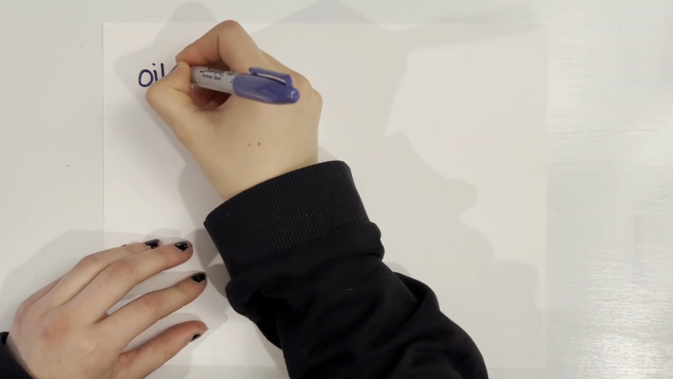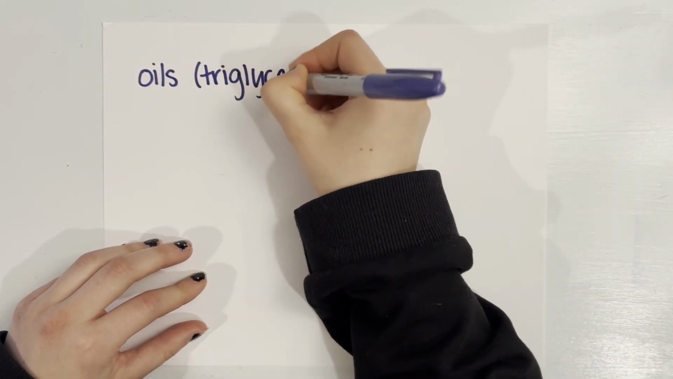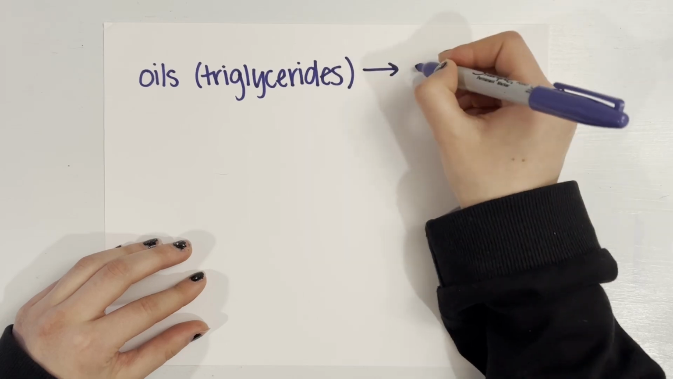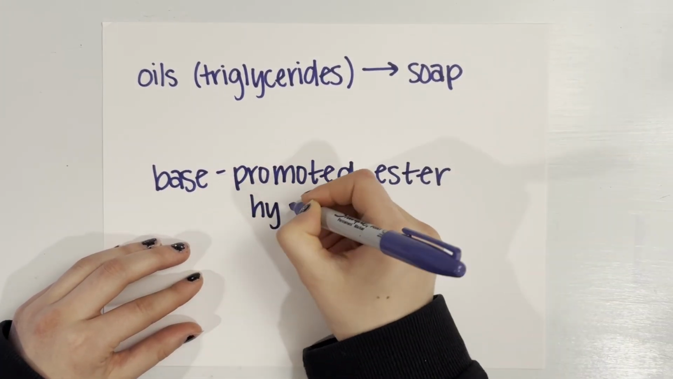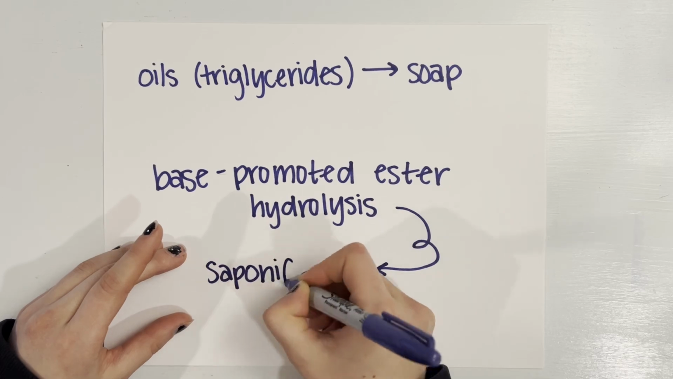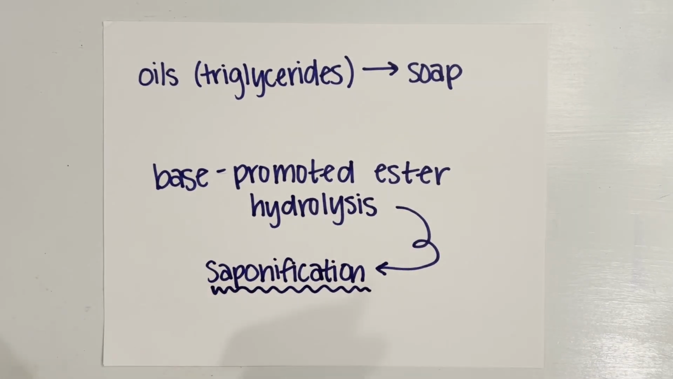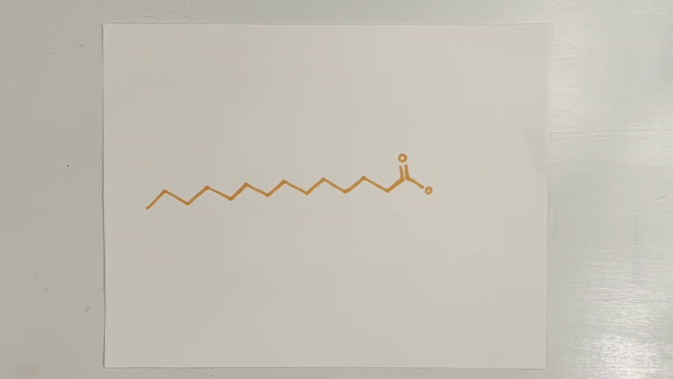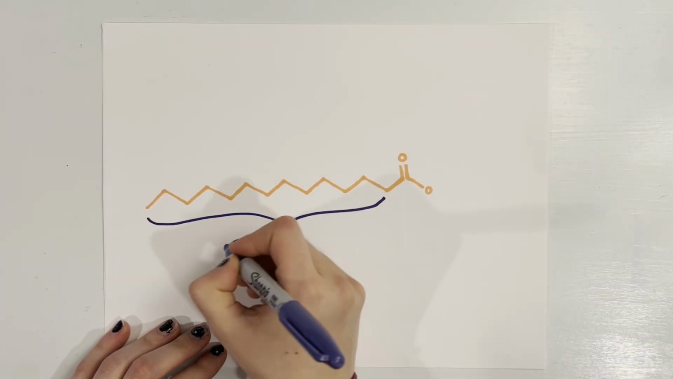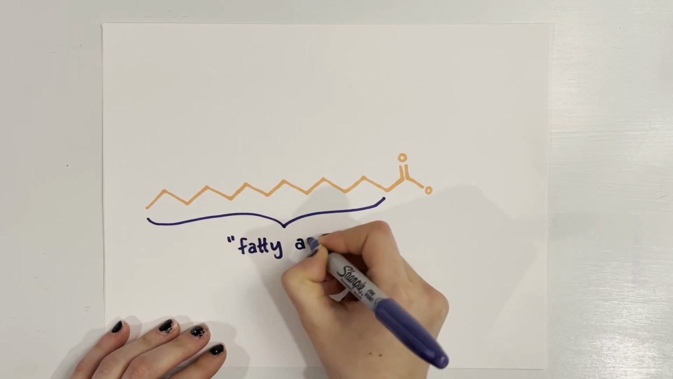The process of using a strong base to turn oils, or triglycerides, into soap is called a base-promoted ester hydrolysis reaction, or more commonly, saponification. The resulting product is a ton of soap molecules, which look like this. On this end is a super long chain of carbon and hydrogen atoms called a fatty acid.